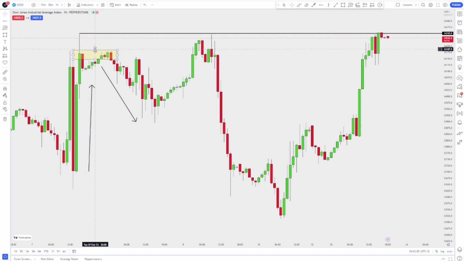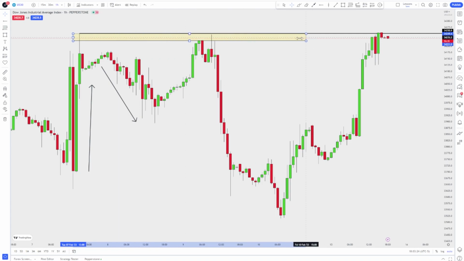Now, I usually like to draw my resistance and support using these rectangles because they show me levels or regions instead of a specific price. When you're using the horizontal line, it shows you a specific price, but when you're using this rectangle tool, it shows you a range, so you are able to accommodate other levels as well.